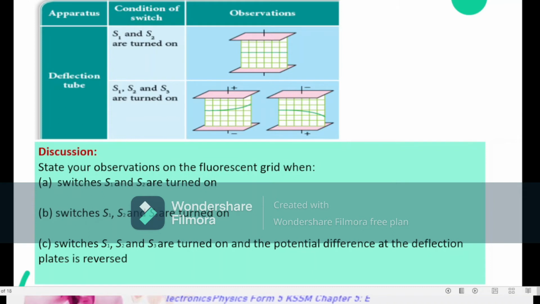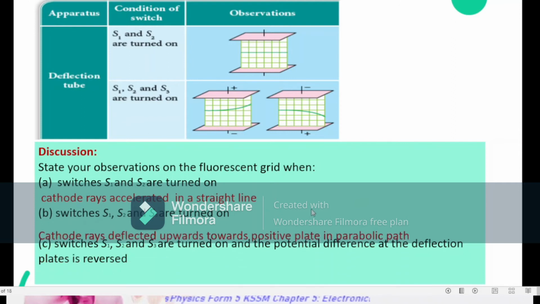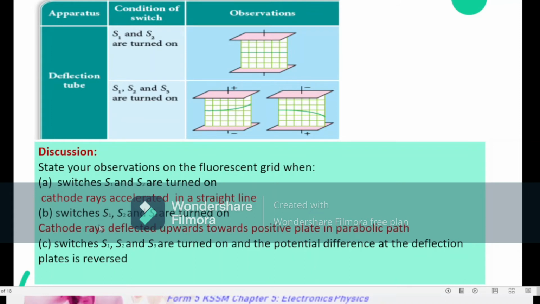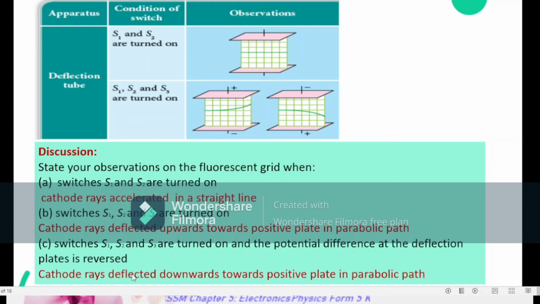So from this activity, let's try to answer this question. State your observations on the fluorescent screen when S1 and S2 are turned on. Cathode rays travel in a straight line. When S1, S2 and S3 are turned on, cathode rays are deflected upwards towards the positive plate in a parabolic path. When the potential difference of the deflection plates is reversed, cathode rays are deflected downwards towards the positive plate in a parabolic path.